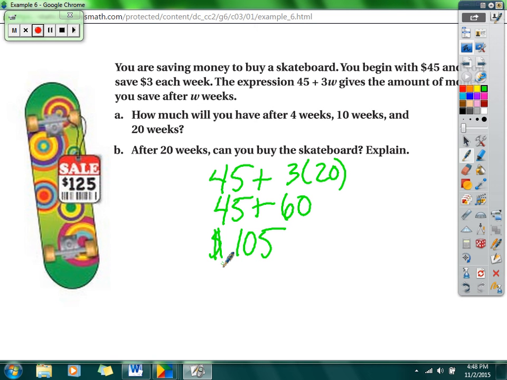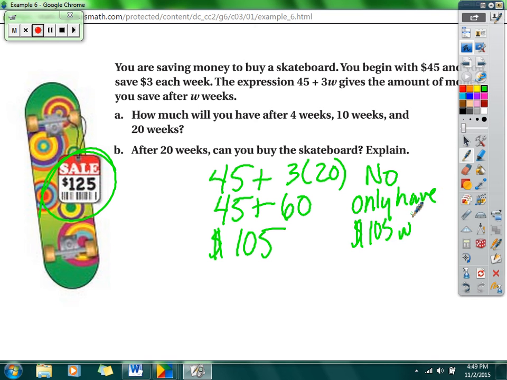Since the skateboard costs $125, I know I cannot buy the skateboard because I only have $105, which is $20 short to buy the skateboard. Okay?